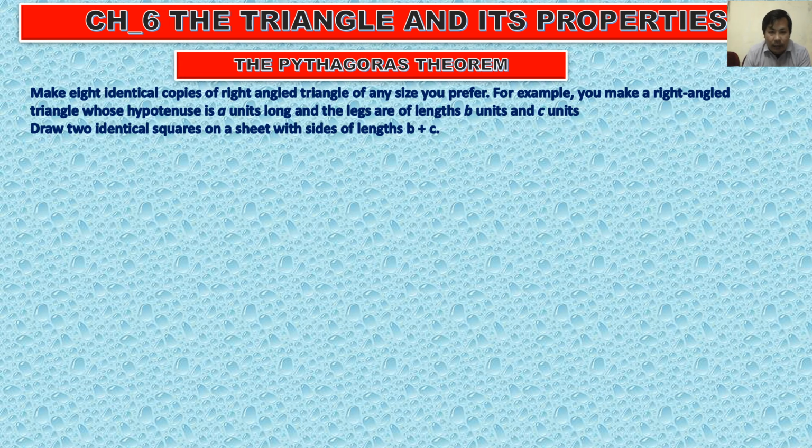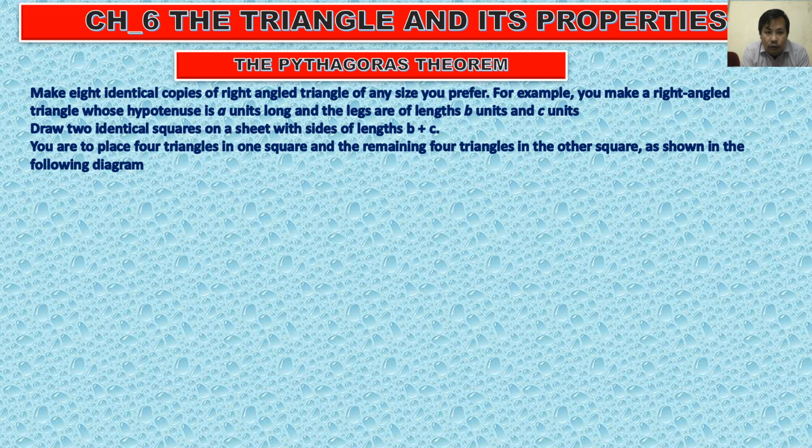Clear? Let's see how we can do it. We have to make 8 triangles, so we are going to place four of the same triangles in each of these two squares. Let's say square A and square B, whose side length is b plus c. We are going to place four right angle triangles that we make by cutting some chart paper. I will show you here step by step.